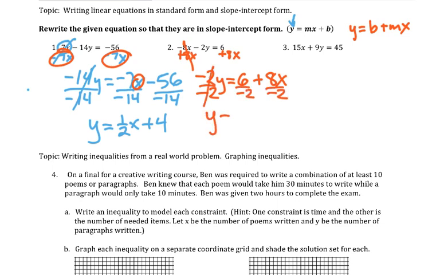That becomes positive y equals 6 divided by negative 2 is negative 3. 8 divided by negative 2 is negative 4. So I can put plus negative 4 or just minus 4.